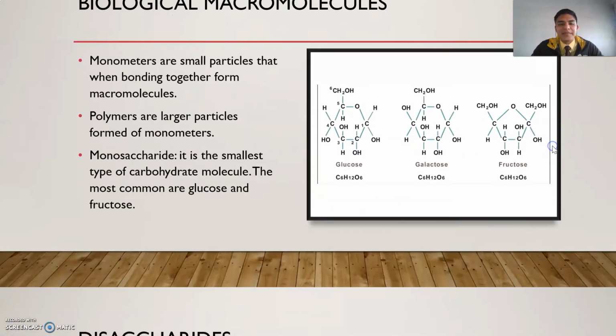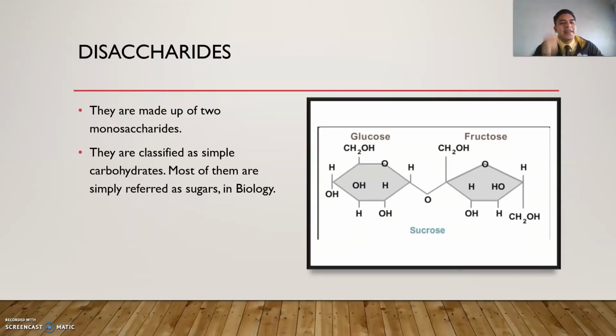Right, so let's continue. And continuing with the saccharides, disaccharides are made up of 2 monosaccharides. They are classified as simple carbohydrates. Most of them are simply referred to as sugars in biology. So notice that we can call them sugars because they usually store energy. And that's why it is very important that living organisms consume sugar as well as other carbohydrates in order to store energy and use it to move or for other cognitive activities.